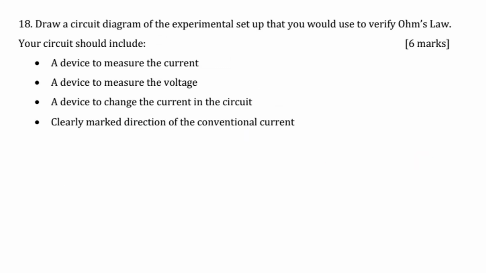Draw a circuit diagram of the experimental setup that you would use to verify Ohm's law. Your circuit should include a device to measure current, so this is an ammeter. A device to measure voltage, so this is a voltmeter. A device to change the current in the circuit, so this is a variable resistor. So this is the symbol for a variable resistor. And clearly mark the direction of the conventional current. When we say conventional current, this is the flow of positive charges.